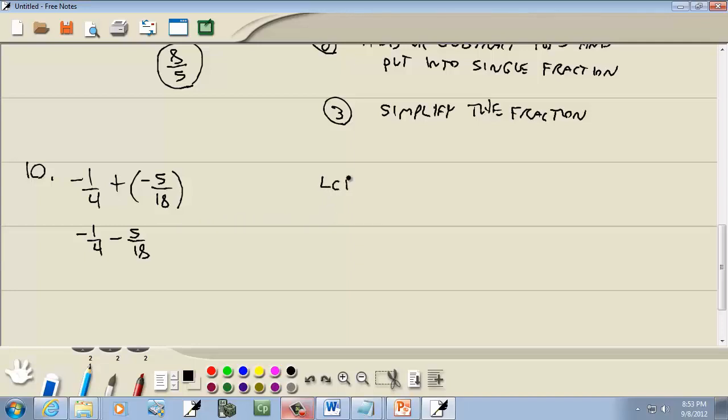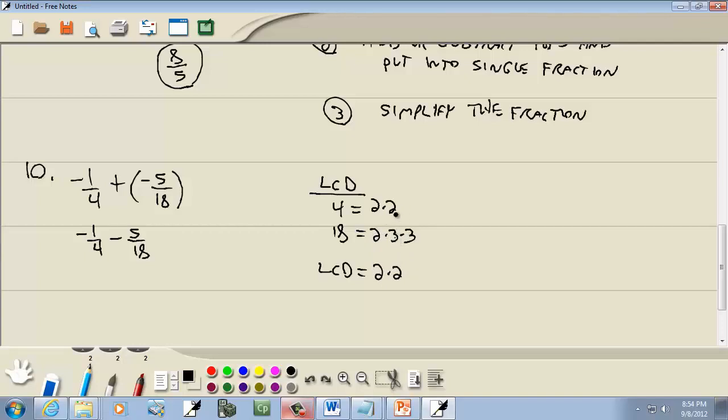So for our LCD, we got 4 and 18. And remember, we do the prime factorization of each one. 4 is 2 times 2. 18 is 2 times 3 times 3. And our LCD, we look for the greatest number, which are the first prime, 2. We're looking for the greatest number of 2's in a single line. We got 2 2's here and 1 2 here, so the greatest number of 2's in a single line is 2 of them.